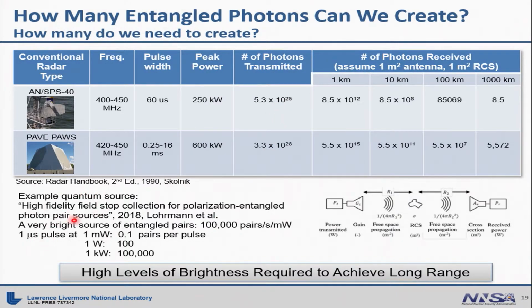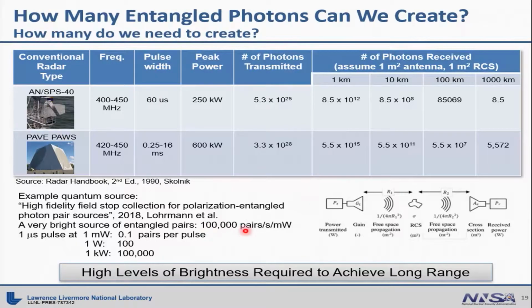As an example, there are probably better quantum sources of entangled light that are brighter. I wasn't able to find one, but there must be some out there. But this paper from 2018 describes a fairly bright source of entangled light. It gives you a feeling for the state of the art, what you could do right now in terms of generating entangled photons if you wanted to build a quantum radar. And this one is able to generate 100,000 pairs of entangled photons per second per milliwatt of input power on that crystal. But that's per second, and we really want to look at something on the order of a microsecond.